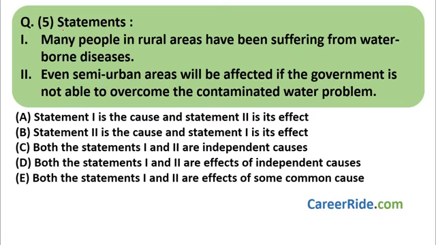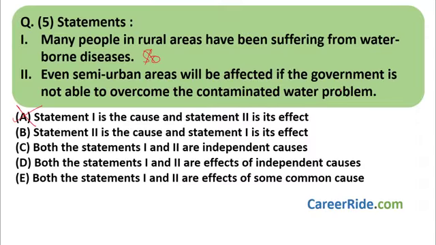Question number 5, statements. Many people in rural areas have been suffering from waterborne diseases. Even semi-urban areas will be affected if the government is not able to overcome the contaminated water problem. Let us try to combine. Many people in rural areas have been suffering from waterborne diseases, so even the semi-urban areas will be affected if the government is not able to overcome. This does not make sense. So option A is not possible.